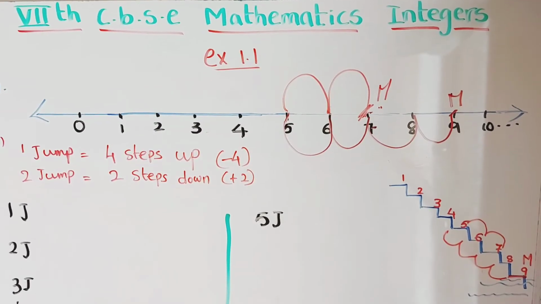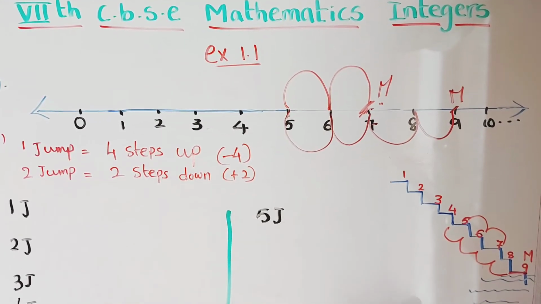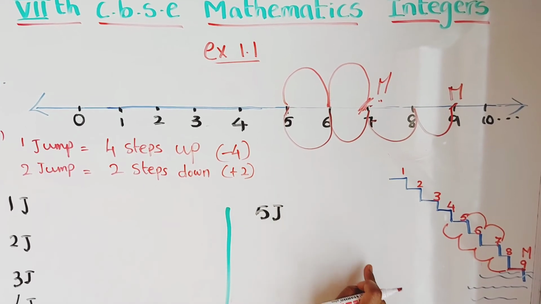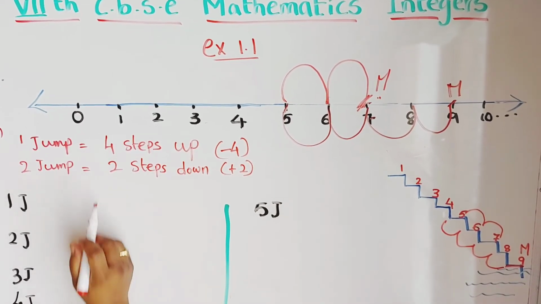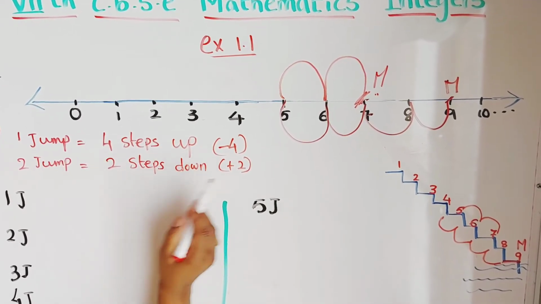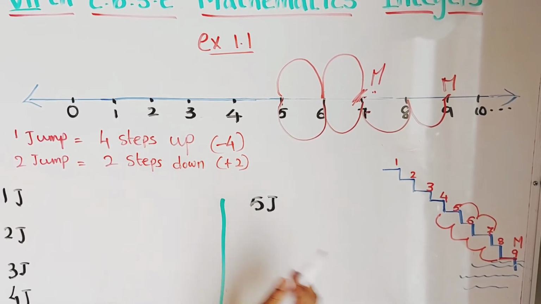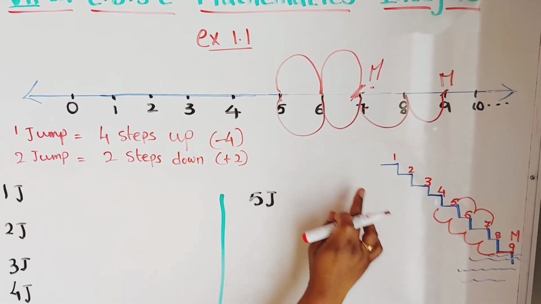Now second question, children. After drinking water, he wants to go back. For this, he jumps 4 steps up and 2 steps down. In how many jumps will he reach back to the top step? Okay.